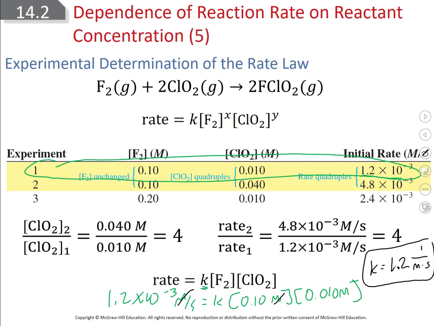The order of the reaction will determine the unit for K. And we'll see that in a little bit. Because if this was 0th order in the chlorine dioxide, we wouldn't have had that second term, and we would have only divided by molarity once. And that would have given us a different unit.